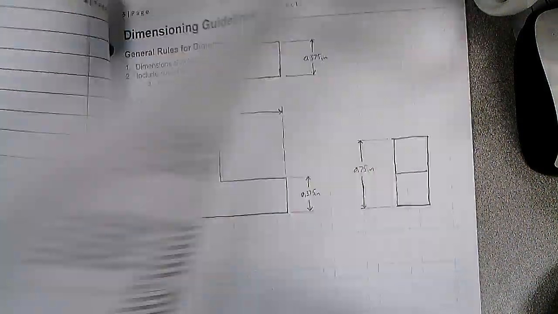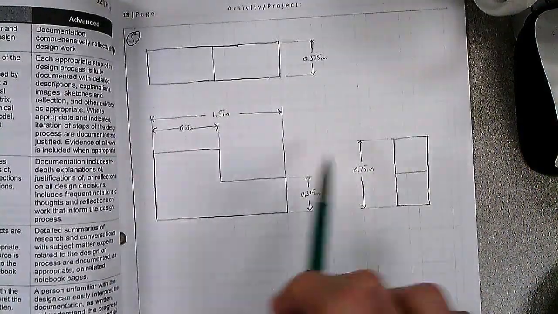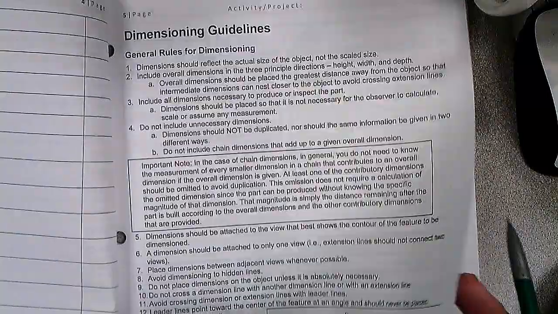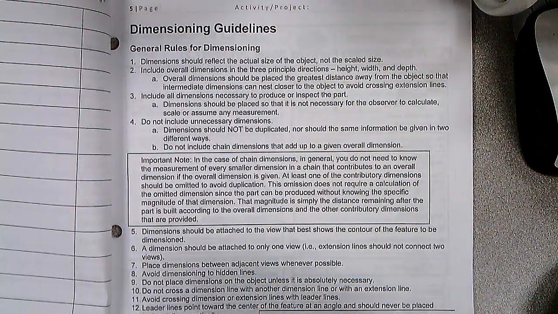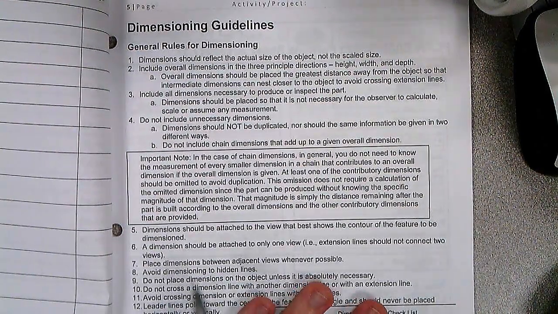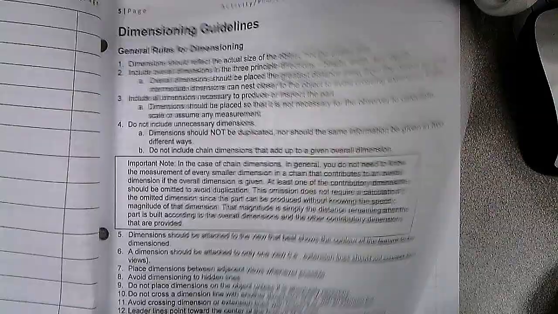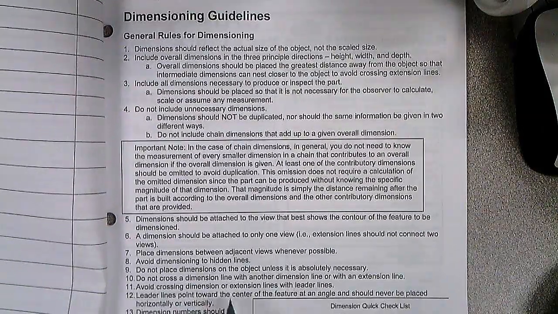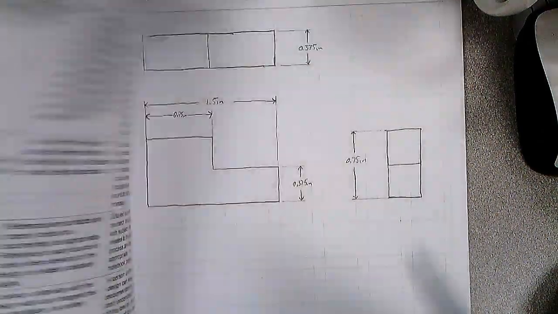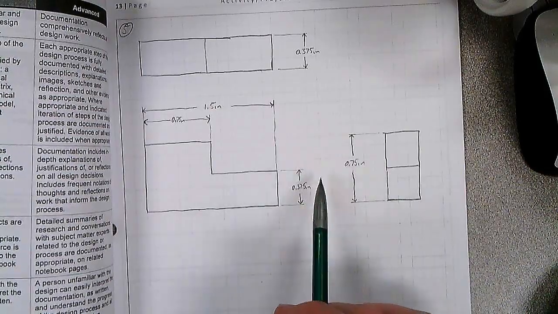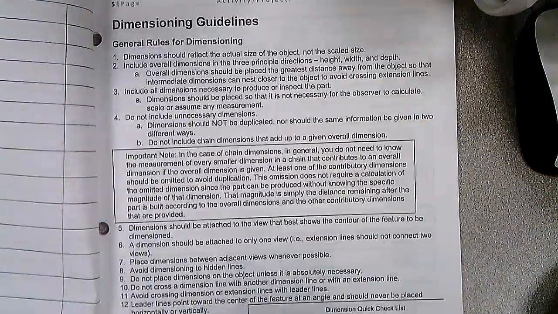Place dimensions between adjacent views when possible. I did that. So I placed it between the front and top, placed it between the front and the side. Avoid dimensioning hidden lines. There were no hidden lines, so I didn't have to worry about that. Do not place dimensions on an object unless it's absolutely necessary. I don't have any unnecessary dimensions on here. Do not cross a dimension line with another dimension line or the extension line. Check. Did not cross here. Did not cross here. So we're good.